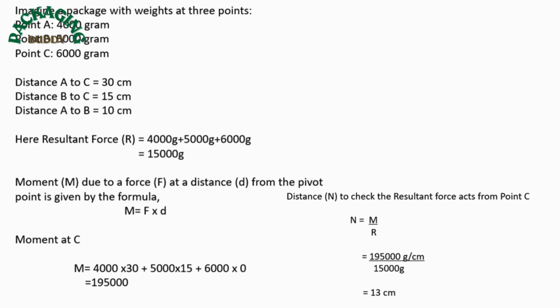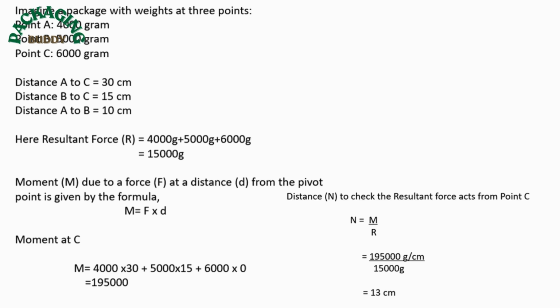Finding distance, denoted as N, to see how far the resultant force acts from point C. The formula is N equals M divided by R. Hence, N is equal to 1,95,000 grams per centimeter divided by 15,000 grams, which is equal to 13 centimeter. This means the resultant force acts 13 centimeter away from C. By the same method, you can calculate the resultant force from point A and point B also.